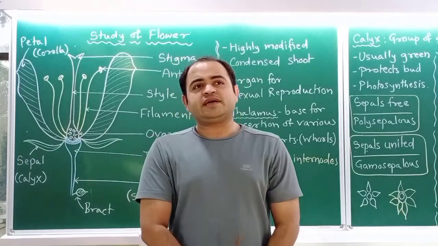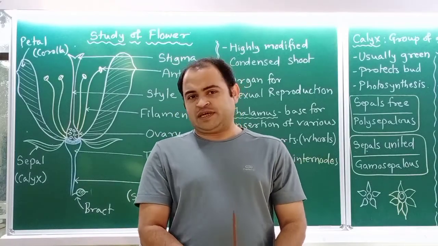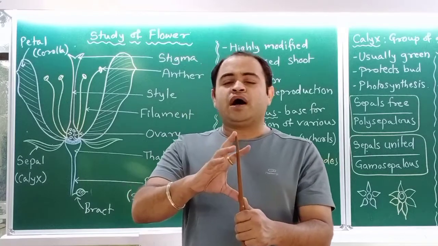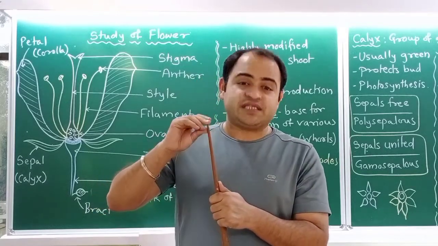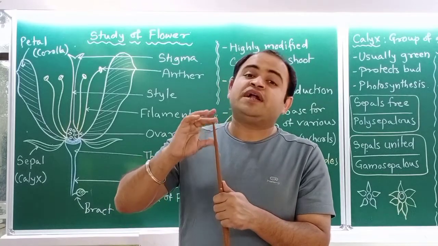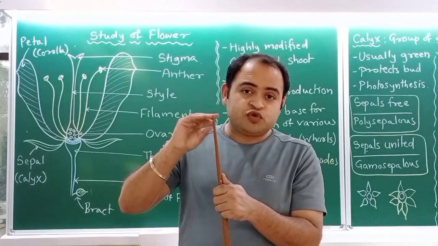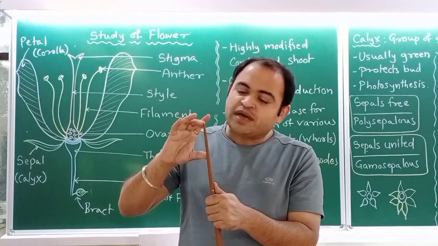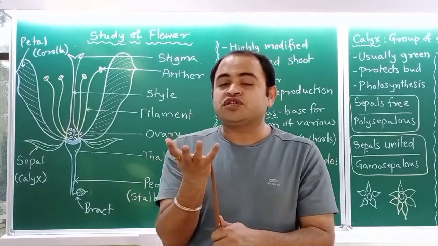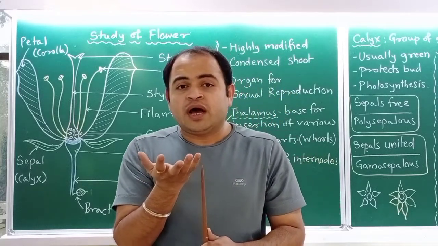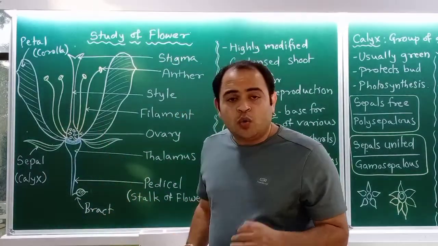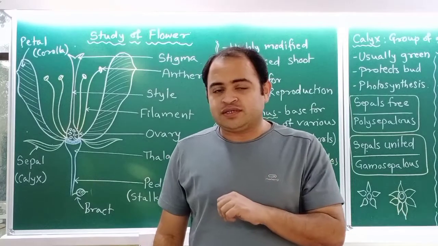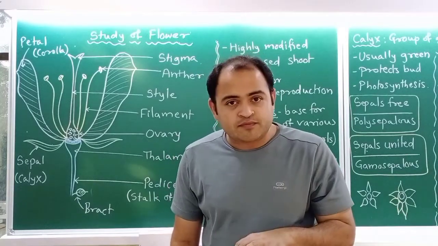Now let us think about the evolution once again. When a typical part of the shoot became specialized, it became condensed, I am using the word condensed. When it became condensed, then that particular structure became a typical site for inserting various sex organs. Let there be male or female.